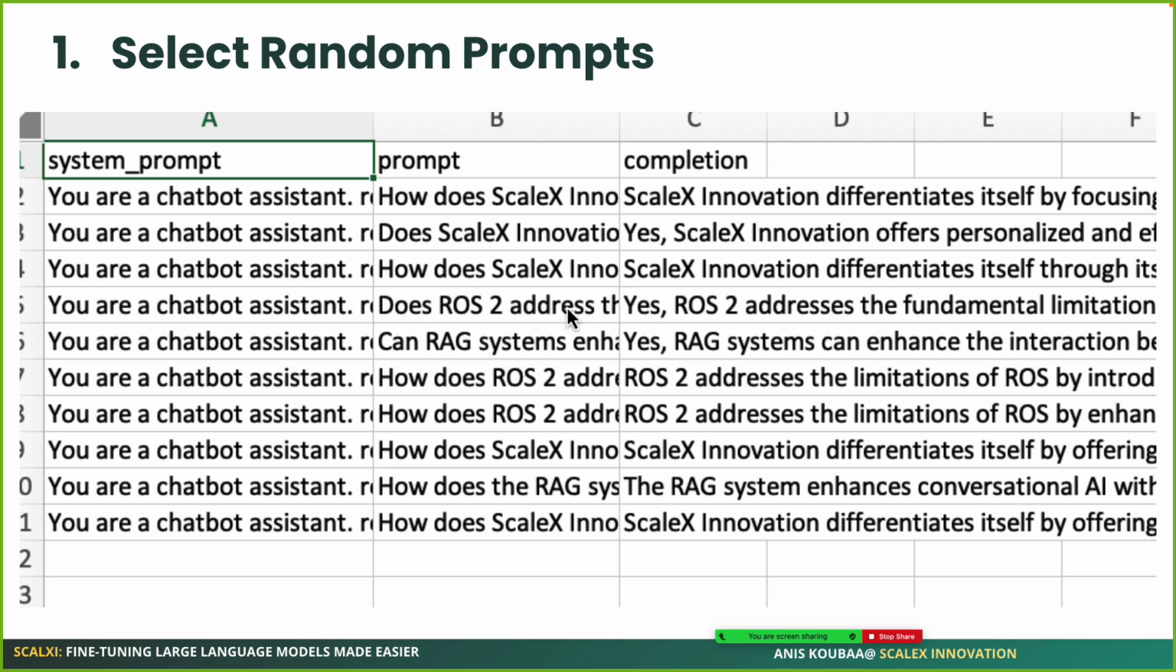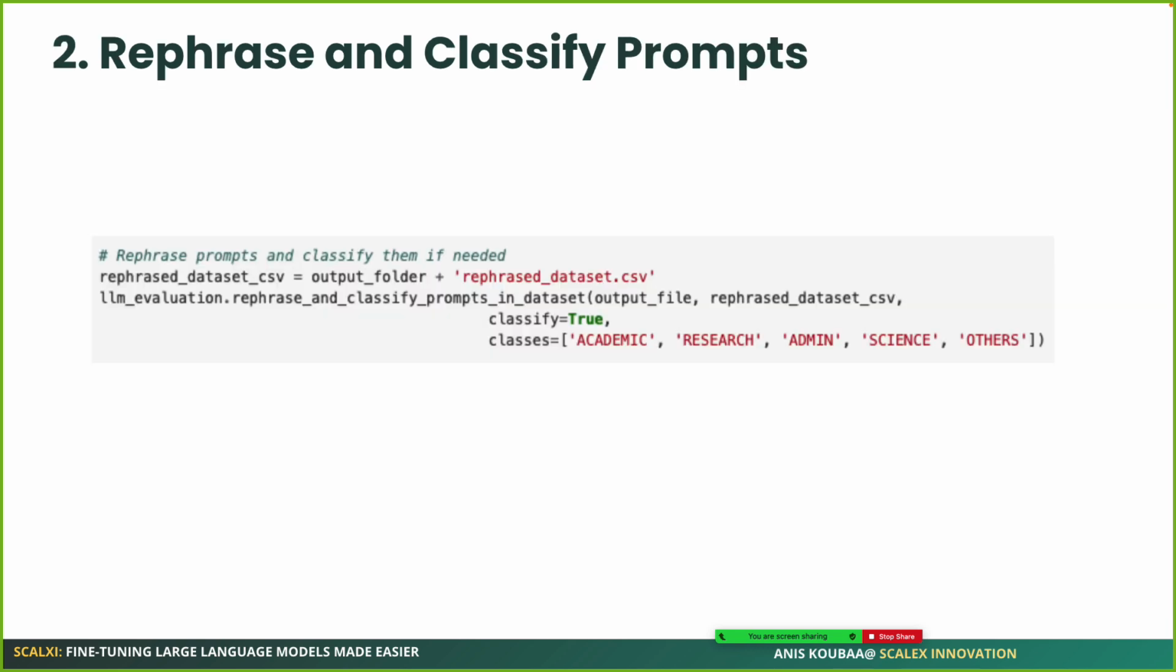We will ask the same question differently, so when we send it to the large language model, it appears like a different question. We do this rephrasing and store another data set called the rephrased data set, from the sample that we randomly generated. And we can also classify.